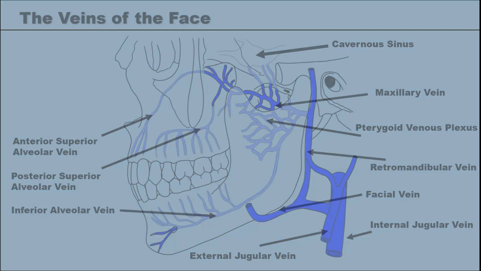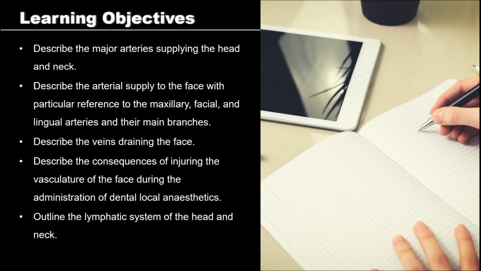Now we've looked at the veins, let's go back and have a quick look at the learning objectives, which is where we are going to describe the consequences of injuring the vasculature of the face during the administration of dental and local anesthetics.